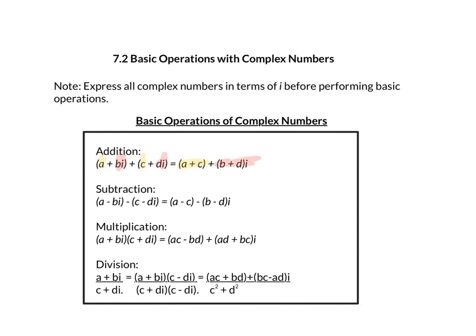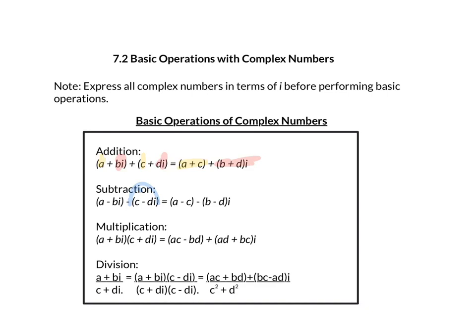Subtraction works the same. The only thing to be careful about with subtraction is that negative in the middle, you're going to distribute that to the c and to the di. So just be careful with that. Multiplication, here we are going to FOIL, which we will go over an example of doing. This is the generic formula, but just remember that we're just FOILing here.